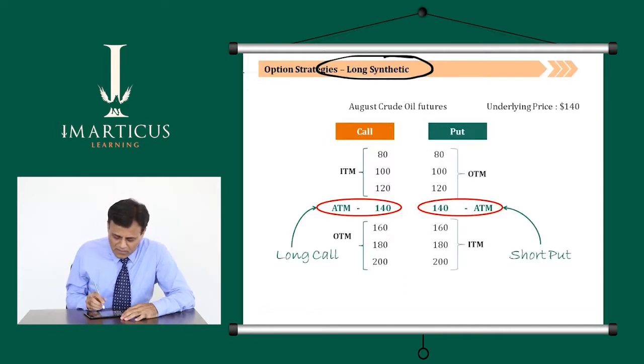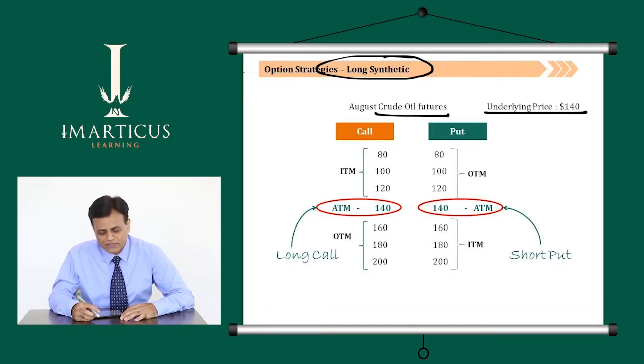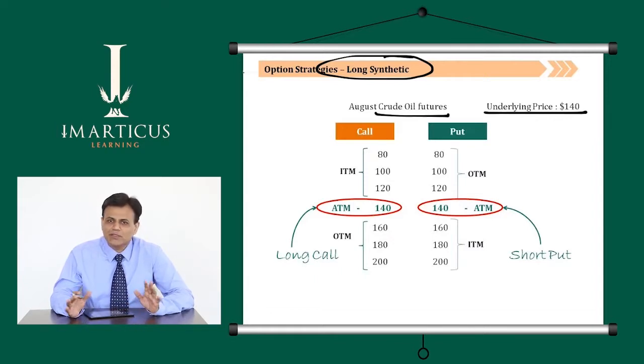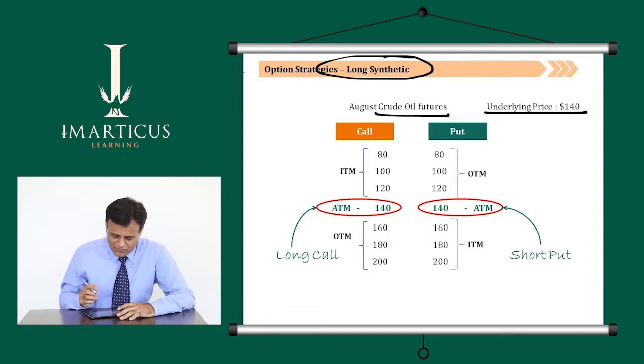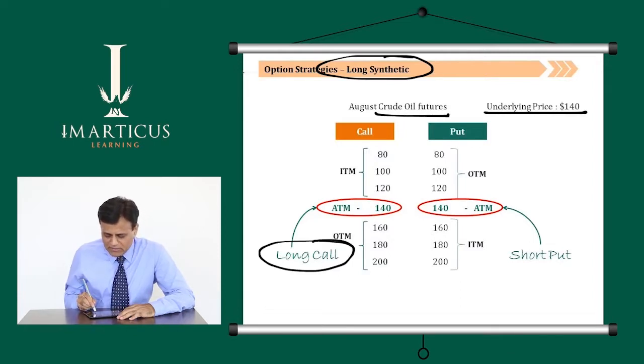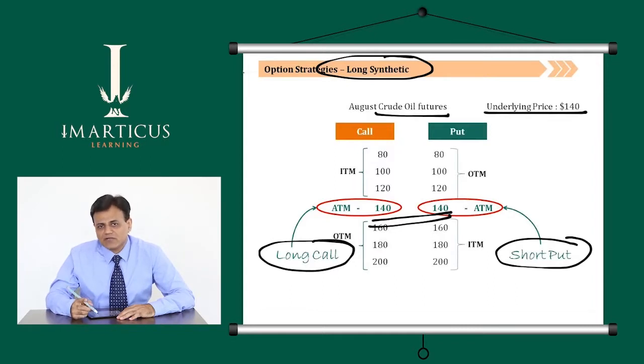What I have here is the underlying crude oil futures. The underlying price is $140. Now I know currently the price is roughly around $100, and in no way am I trying to predict the prices to be going to $140. This is just a hypothetical example. In this strategy, we are going long on the call, but we are going short on the put. Also, the point to be noted is that the strike remains the same, which is $140 in this case. We are paying a premium of $20 for the long call, but we would be receiving $20 having gone short on the put. Let's try and understand the payoff for this particular strategy.